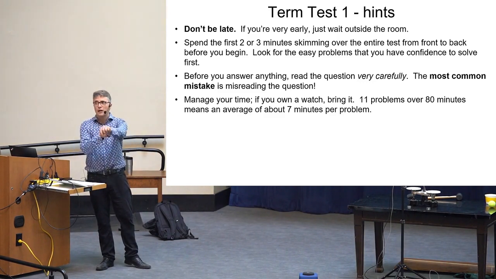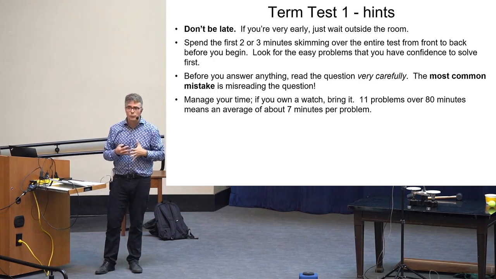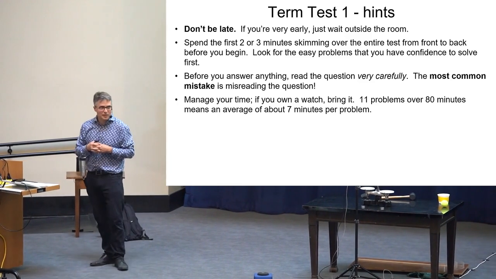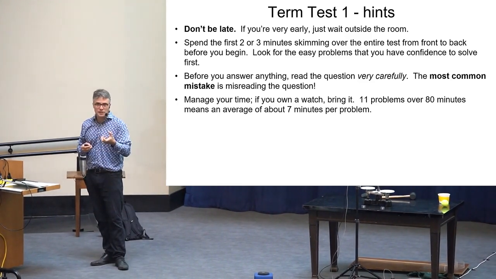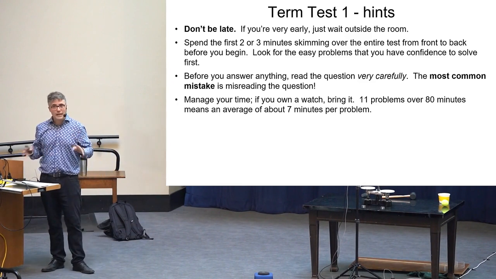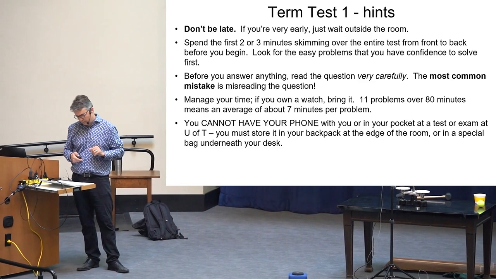If you have a non-smart watch, it's good to have that, because it might be hard to see a clock from where you're sitting. I think it's a good investment to have a $10 watch, from Spadina or something like that, or $15 from Shoppers Drug Mart that has the time, so you can manage your time. You've got 11 problems over 80 minutes. It's an average of about 7 minutes per problem.